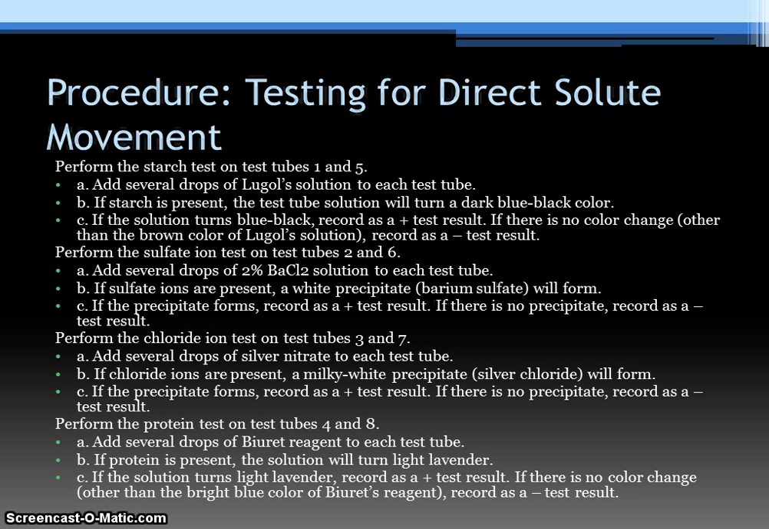And lastly, we would perform the protein test on test tubes 4 and 8. For this, we would add several drops of the Biuret reagent to each test tube, and if protein was present, the solution would turn a light lavender color. If the solution turned light lavender, we would record this as a positive test result. If there was no color change other than the bright blue color of the Biuret reagent itself, we would record this as a negative result.